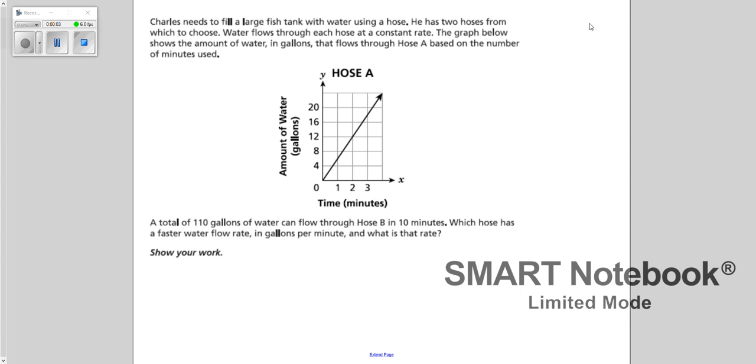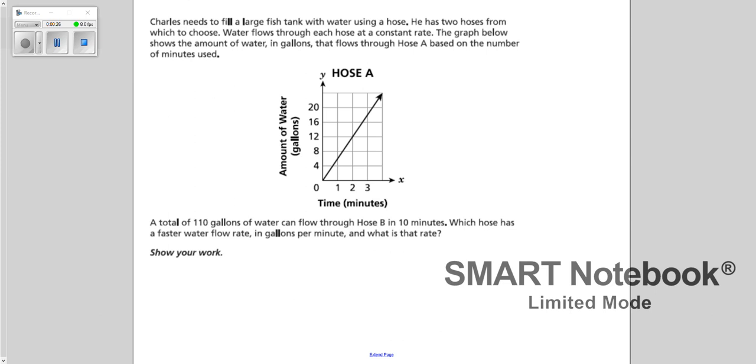All right, this is Redzone 5B, still talking about rate of change and slope, and there's some questions on y-intercept and initial value as well. So Charles needs to fill a large fish tank with water. He has two hoses. Hose A is in the graph, and they give you some information about hose B. They want to know which one's faster in gallons per minute and what is that rate.